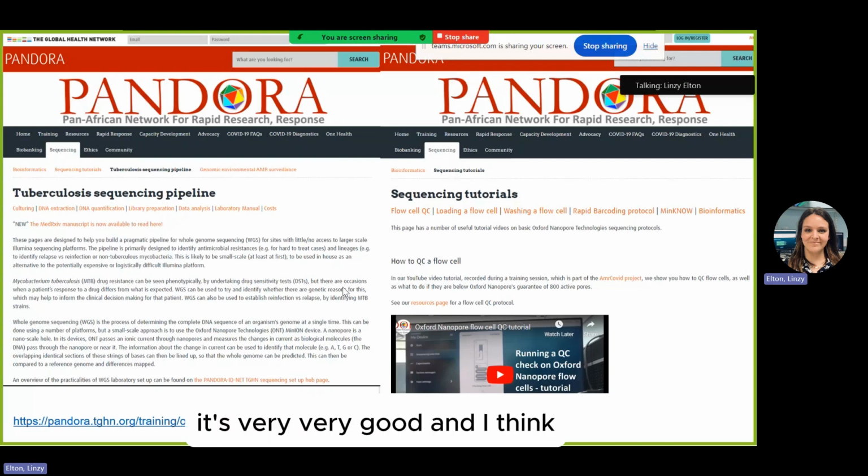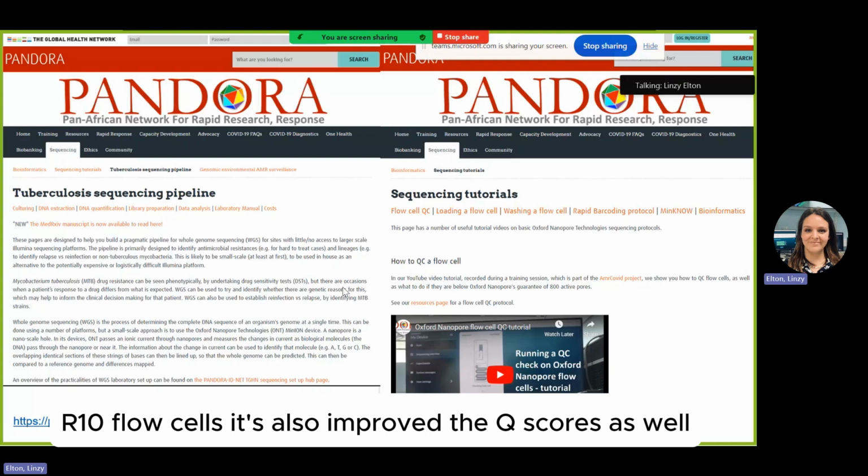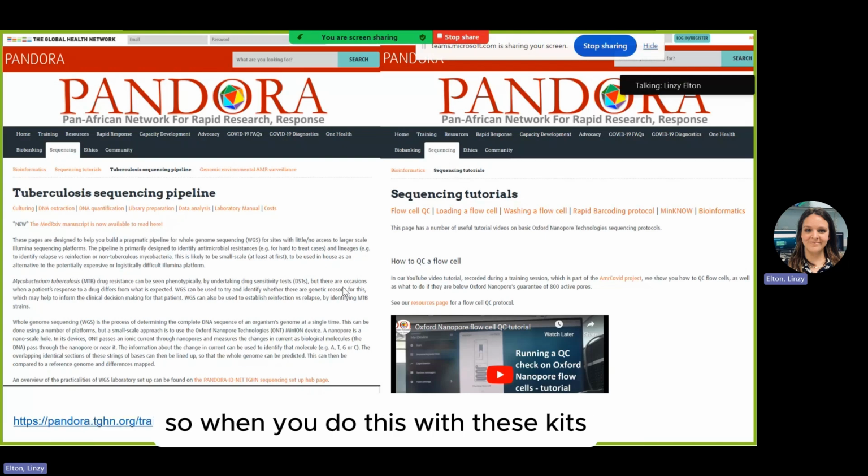And I can't remember what the Q scores were. I think it was 20, which is on a par with some of the Illumina stuff. Also with the new technologies, so with the version 14 kits and the R10 flow cells, it's also improved the Q scores. So when you use these kits, the Q scores will improve massively.